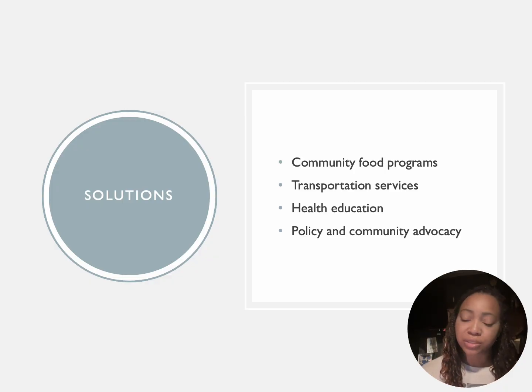So some solutions. Again, we have the food programs, we have transportation services, we have health education, and then we have community advocacy. So solutions could be community level interventions can significantly improve health outcomes. Community-based interventions such as food assistance like a food bank, food pantries, donation centers play a critical role in improving access to essential resources and reducing health disparities.